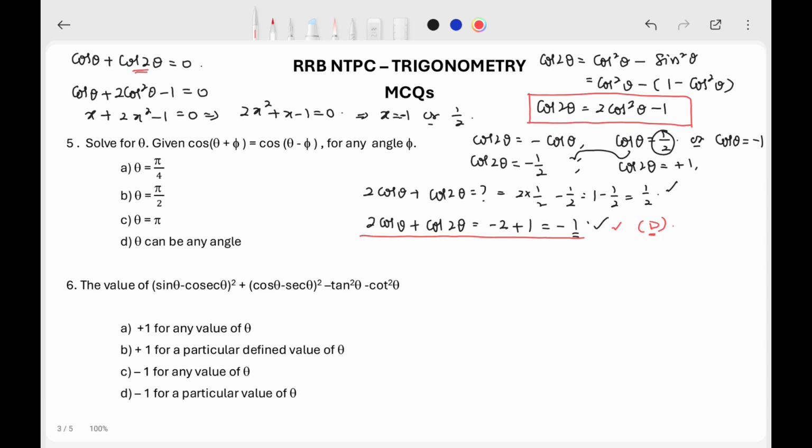Now, next question. These are all questions made by me, not taken from any book. Please try to understand this and try to get the concepts very clear. These are all conceptual questions, not rote-learning problems. Now, solve for theta. Given cos(theta plus phi) is equal to cos(theta minus phi) for any angle phi.